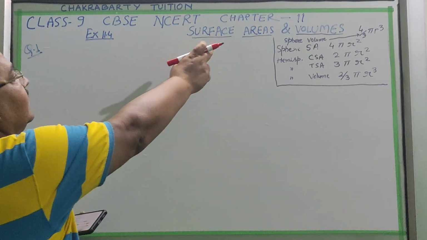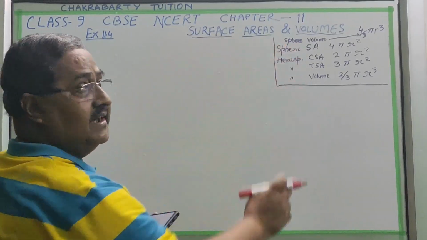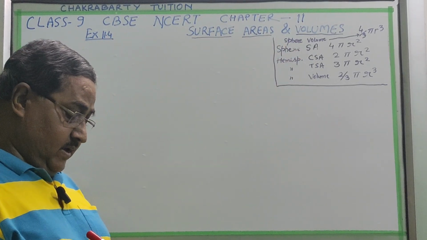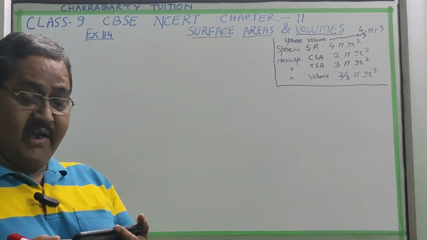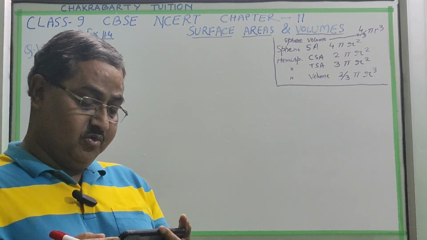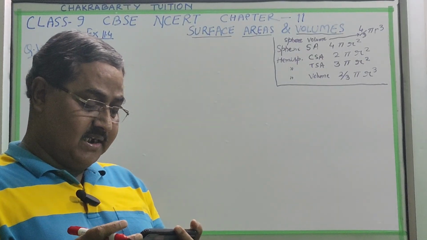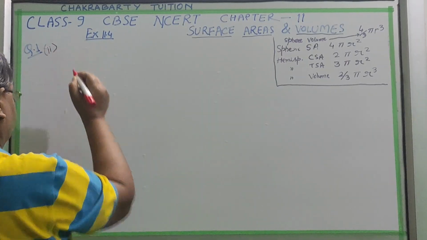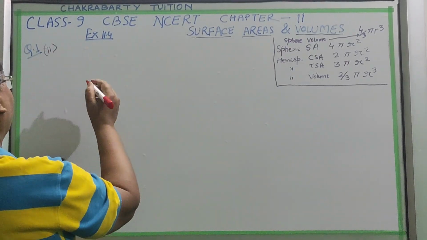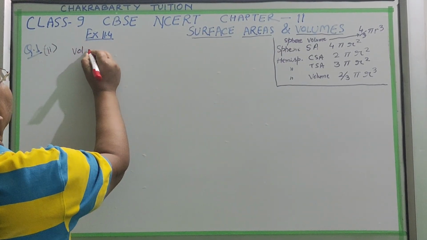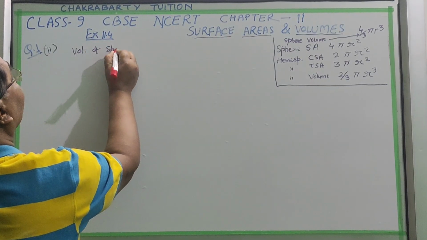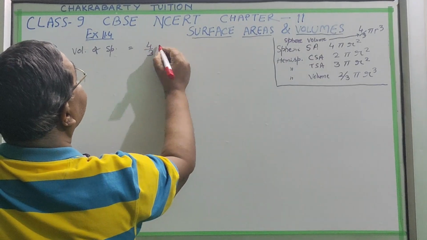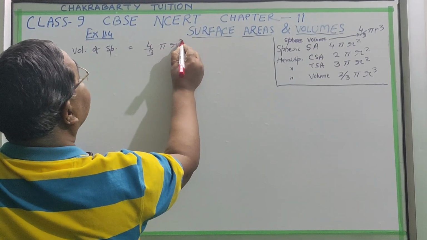So today we will start with chapter 11, surface area and volumes, exercise 11.4, question number 1. Here the first question is to find the volume of a sphere whose radius is given. There are two parts, and we are solving one of them here. They want the volume of a sphere, so the formula is volume of sphere equals 4 by 3 pi r cube.